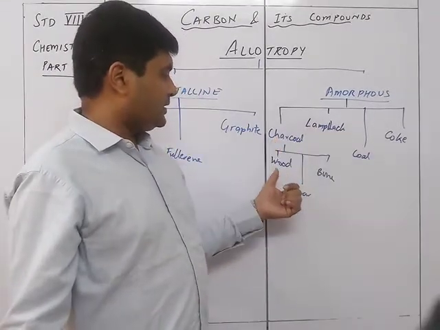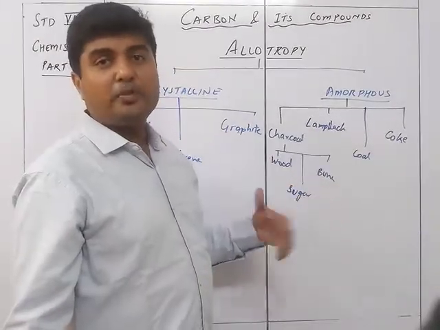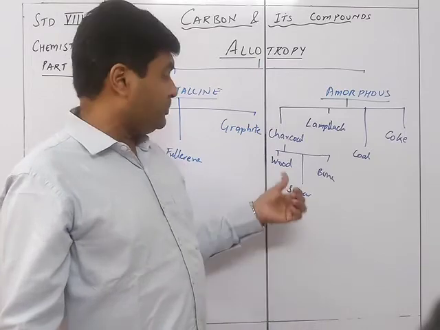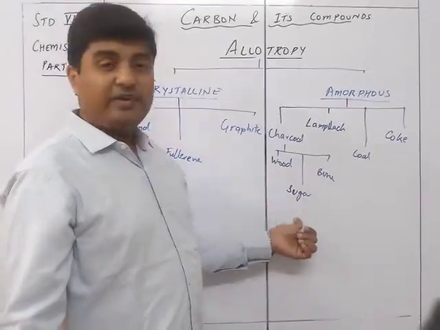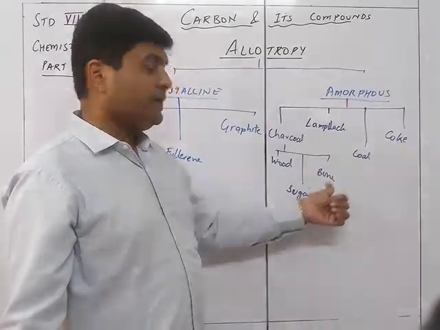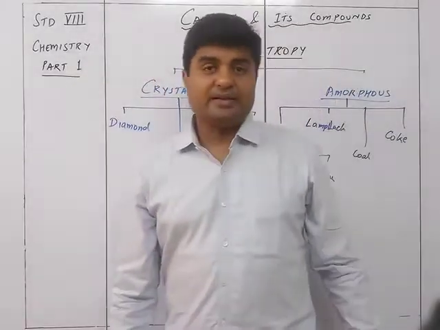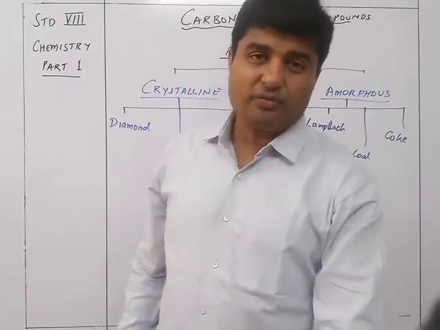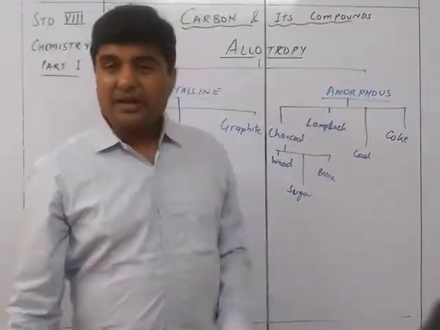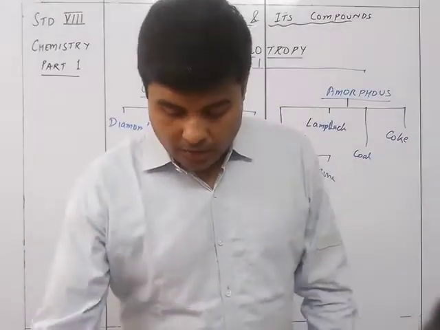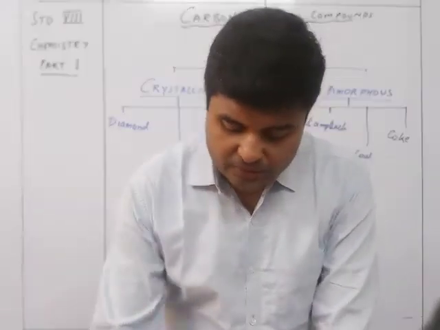In charcoal, depending upon what particular kind of material charcoal is made from, if it is made from wood, then it will be wood charcoal. If it is made from sugar, it will be sugar charcoal. If it is made from bones, it will be bone charcoal. So in this way, these are the amorphous forms of the allotropy of carbon.